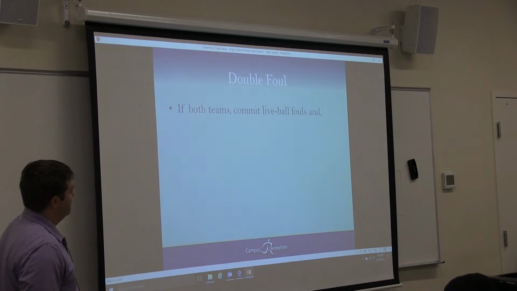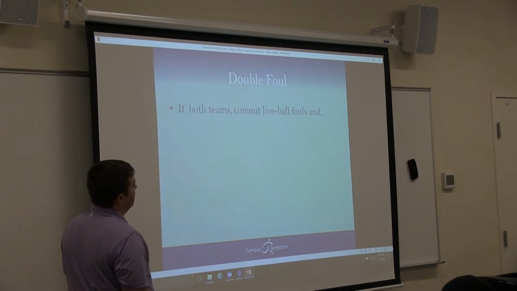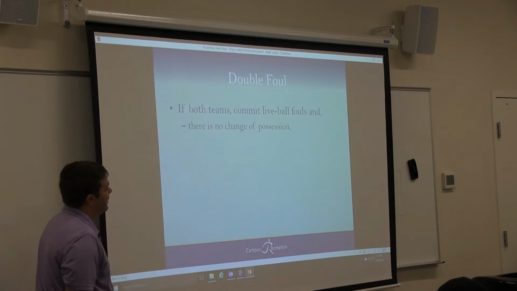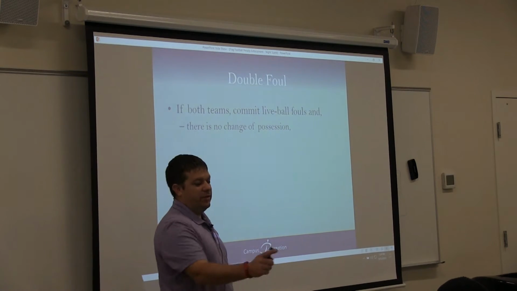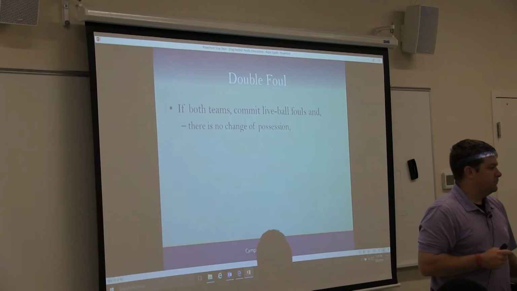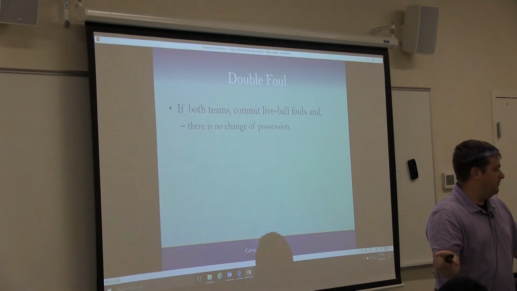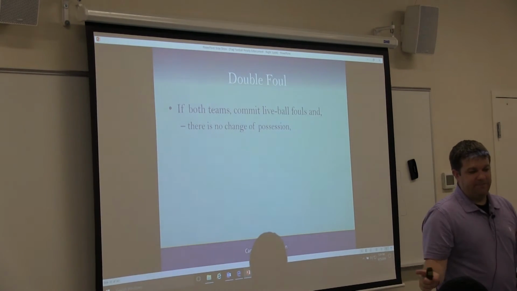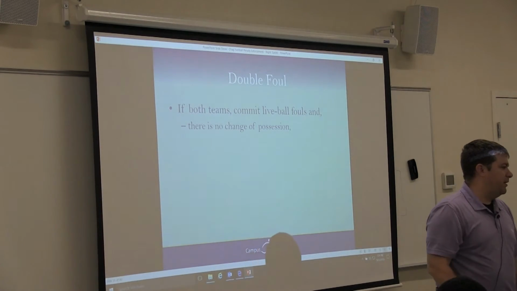All right, double fouls. If both teams commit live ball fouls and there's no change of possession, you commit a foul and you commit a foul and I get 10 yards. What do you think we do? Offset, replay the down. So it doesn't matter what happens. You commit a penalty, we offset them.